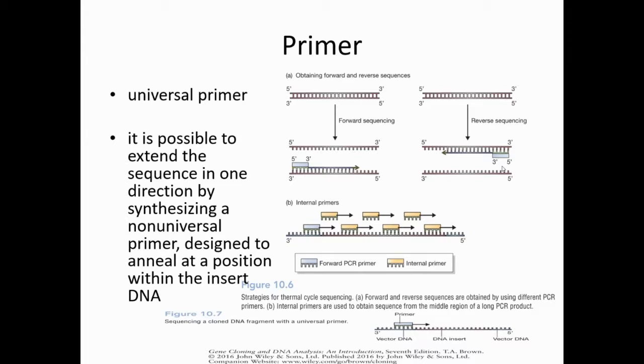If you have 20 different DNA molecules for sequencing, you can clone all 20 different molecules into the same vector, so that you can use the same primer, because they all come from the same vector. So that's the universal primer, so that you can sequence 20 different DNA molecules using the same primer.